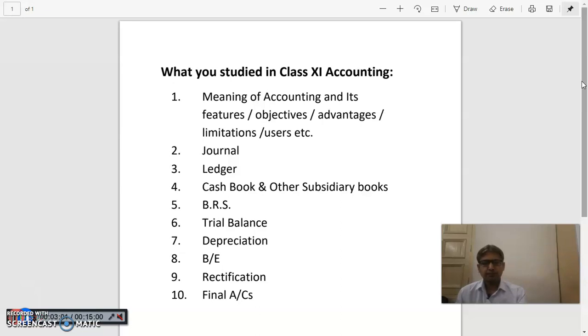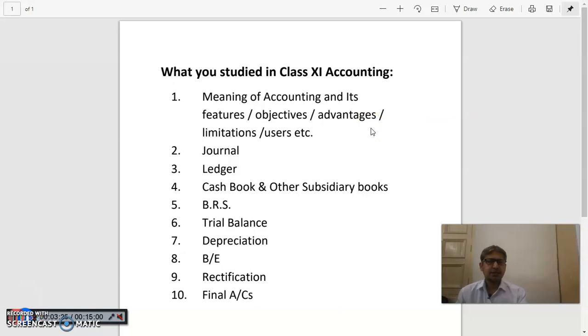Final accounts was the most important chapter in class 11th, because somewhere it is also related to class 12th, and in BCom first year you will study it again. It's not that the other chapters were not important, but final accounts will keep on repeating itself. Okay, this is what we studied in class 11th accounting.